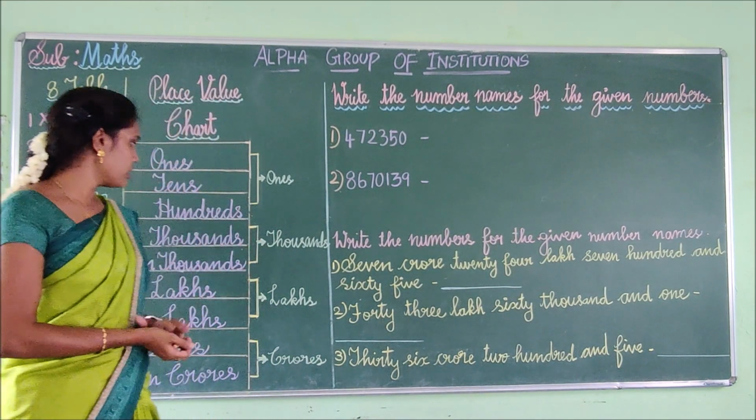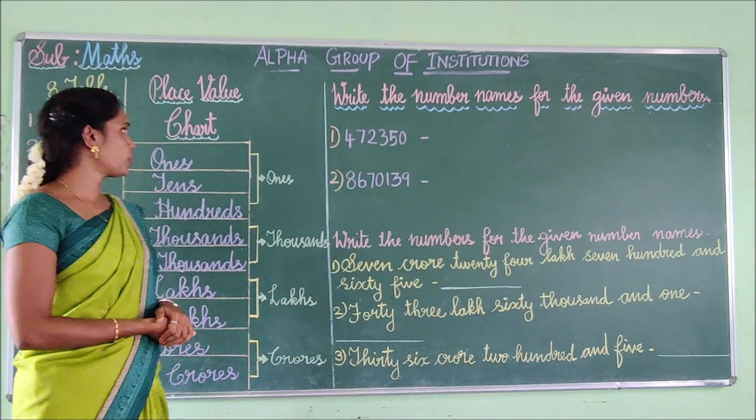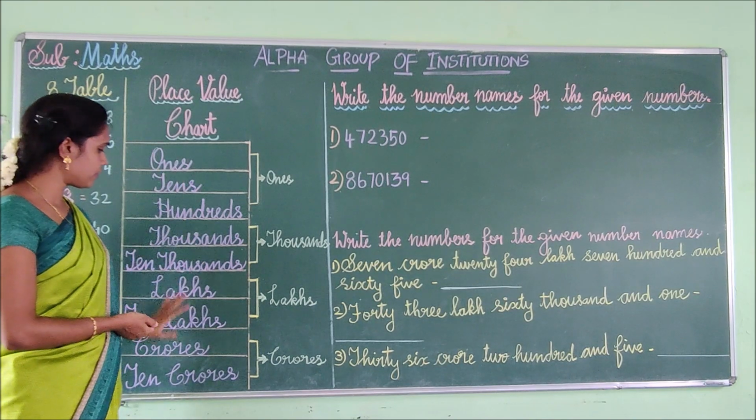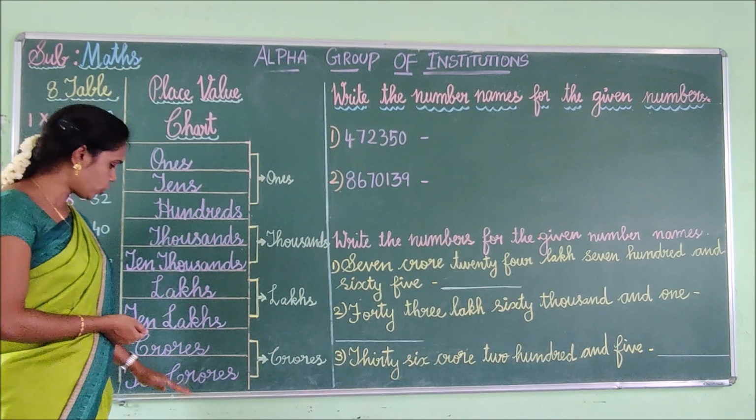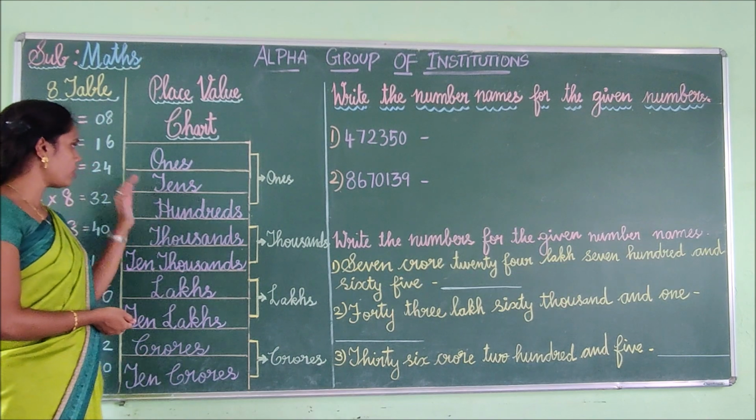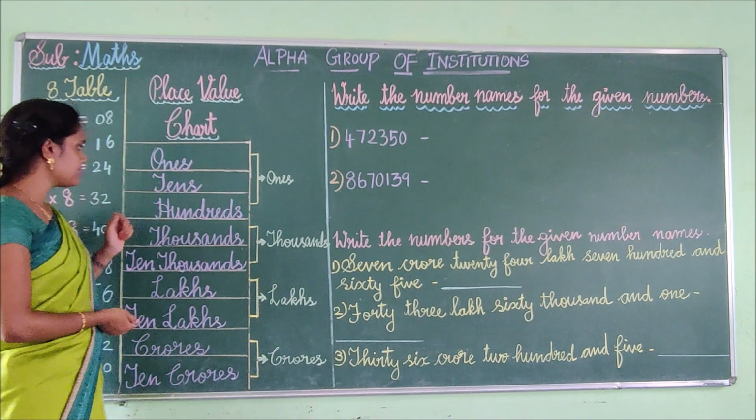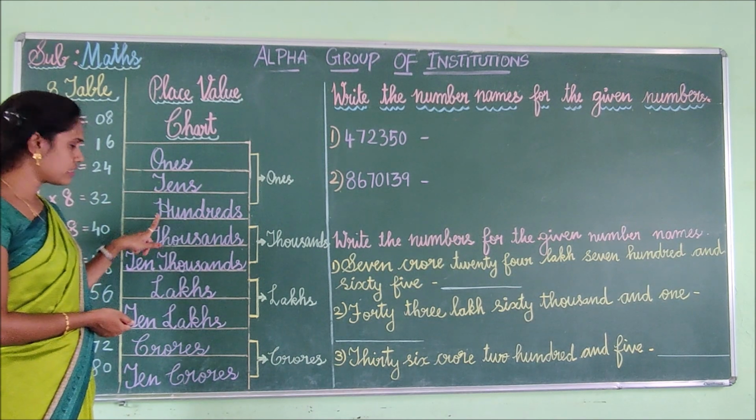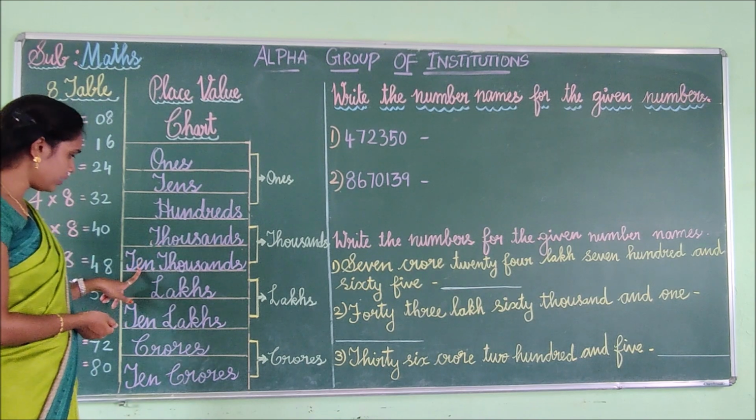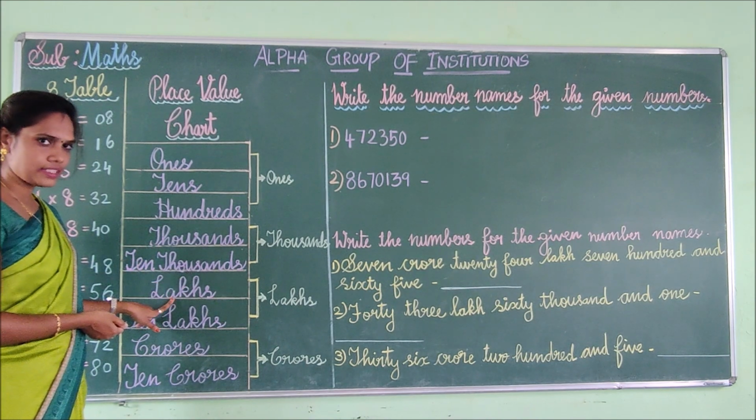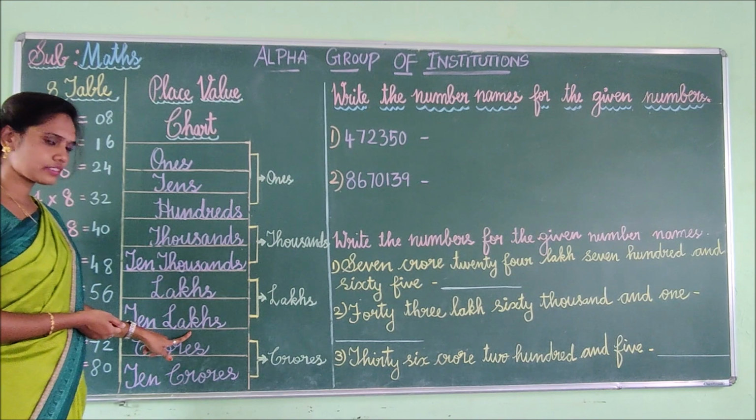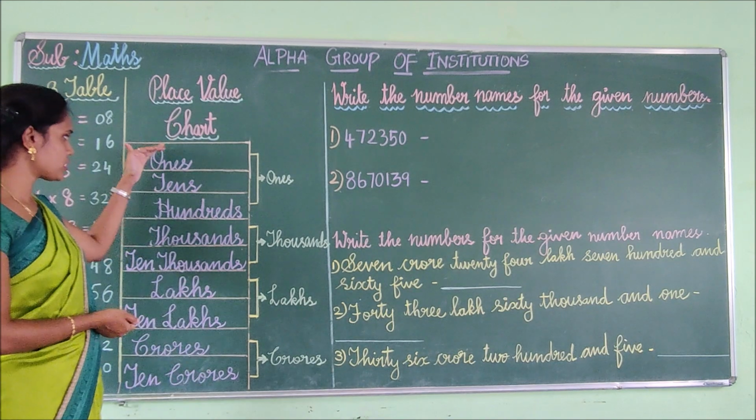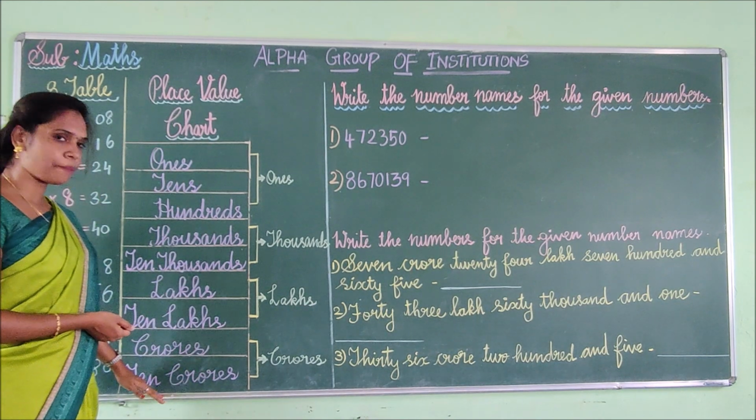Okay, fine children. Shall we move on to today's topic? So today we are going to see the place value chart first. Here I have written the place value chart up to crores. See, we always start from ones place, right? See ones, tens, hundreds, thousands, 10,000, lakhs, 10 lakhs, crores, 10 crores. I have written up to crores.